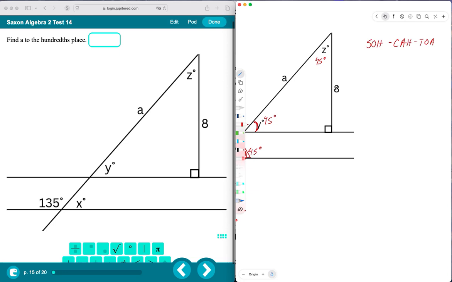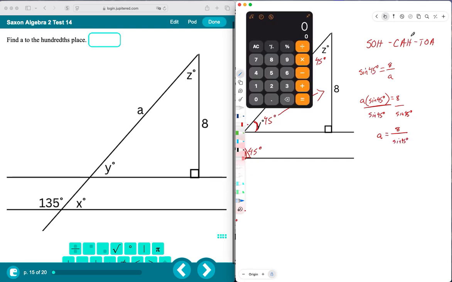I'm going to use sine because for 45 the opposite is 8. So I'm going to say the sine of 45 degrees is equal to the opposite, which is the one it's looking at, 8, over the hypotenuse, which is a. So I multiply both sides by a. I get a times the sine of 45 degrees is equal to 8. I'm going to divide both sides by the sine of 45 degrees. So I get that a is equal to 8 over the sine of 45 degrees.